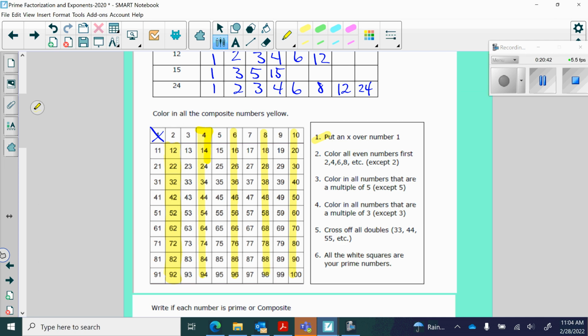I do realize you guys aren't as fast or as good as I am at coloring, but that's okay. Of course I did. Okay? Again, make sure it's neat so that you can read it. You're coloring in all of these multiples of 2s.